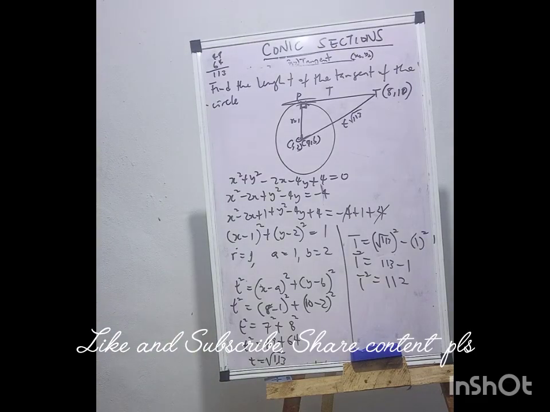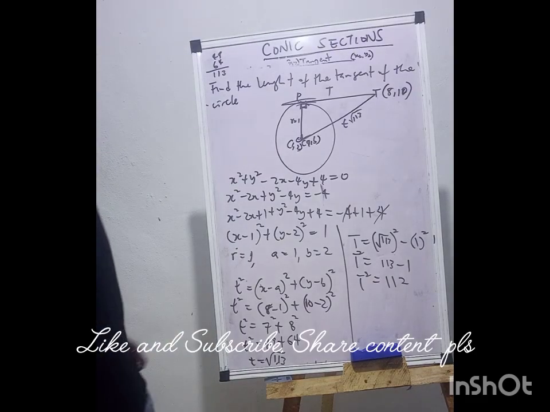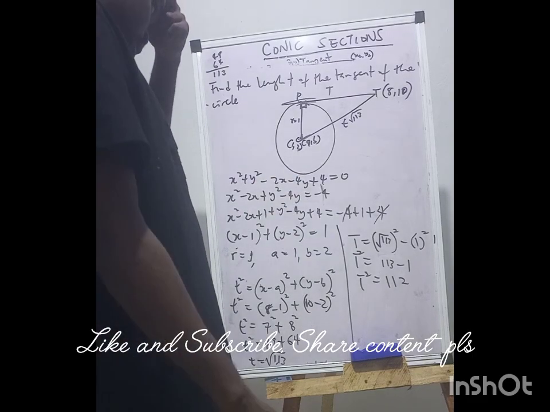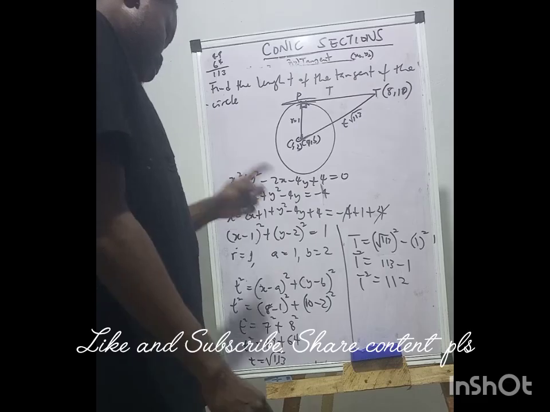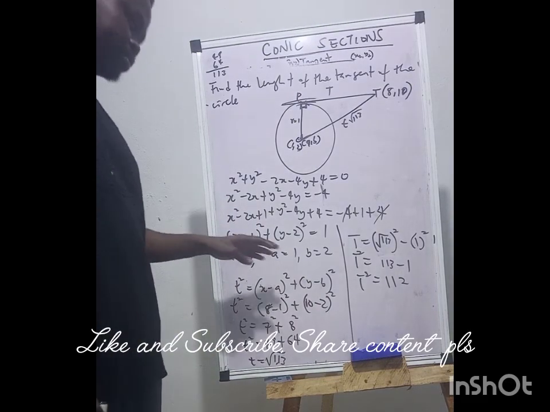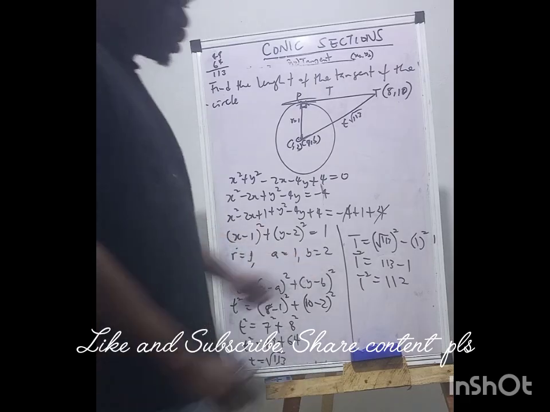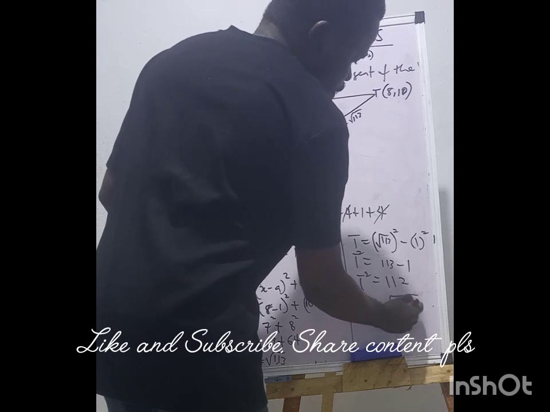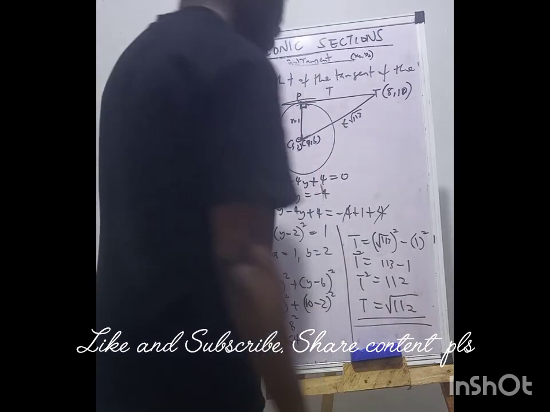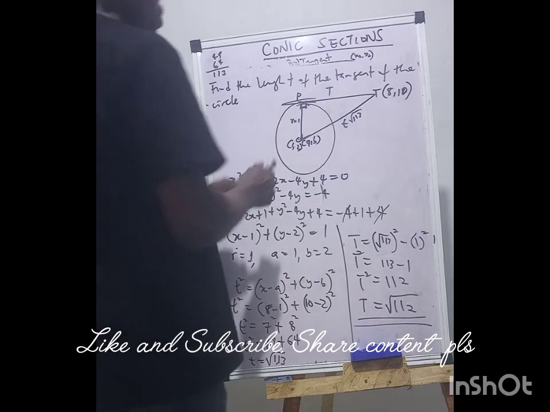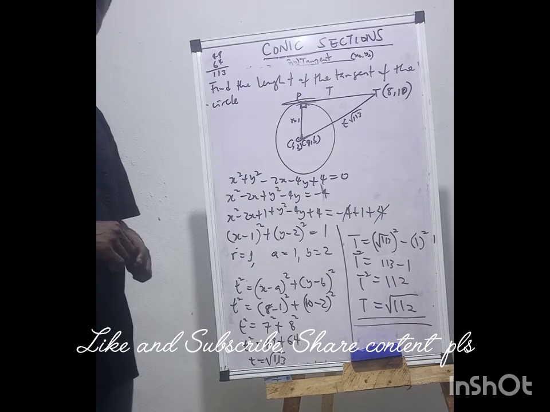Notice how we got 1. We took 4 over, then positive 4, negative 4. Open this bracket, you see you get this. Remember it's a perfect square. So the length of T is the square root of 112. So this is the answer for this question, for the length of the tangent to the circle. Is that okay?